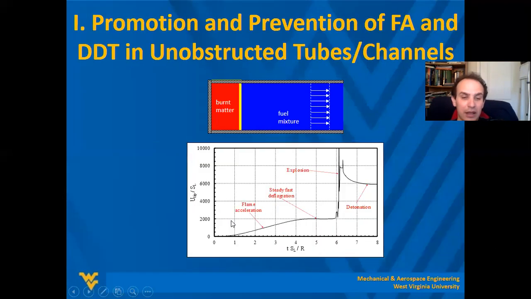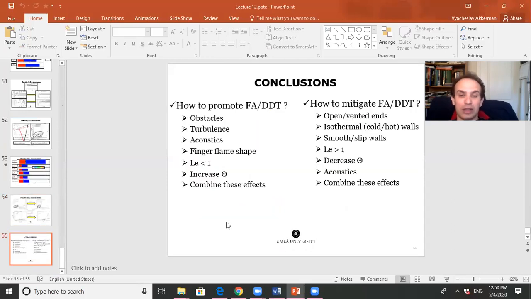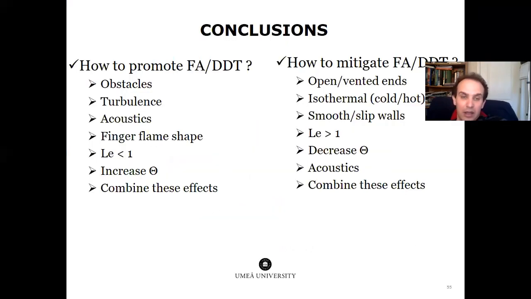That's what we investigated, and we came to the following conclusions on how to promote flame acceleration. Putting obstacles: if you put obstacles, you definitely will promote it. Try to make the flow turbulent, try to put in acoustics, but acoustics may be positive or negative. Initial ignition like a finger flame shape will help. You may reduce the Lewis number, thereby promoting diffusional-thermal instability. And definitely you can increase thermal expansion, and a combination of these effects will also work.